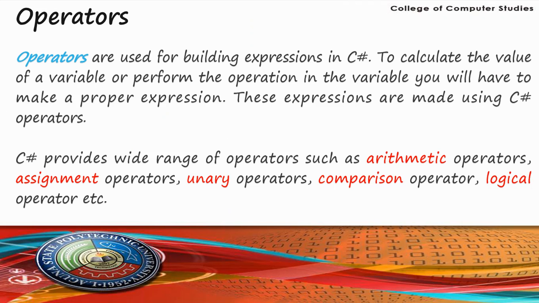Let's talk about operators. Operators are used for building expressions in C-sharp. To calculate the value of a variable or perform an operation on the variable, you will have to make a proper expression, and these expressions are made using C-sharp operators. C-sharp provides a wide range of operators such as arithmetic operators, assignment, unary, comparison operators, and logical operators.